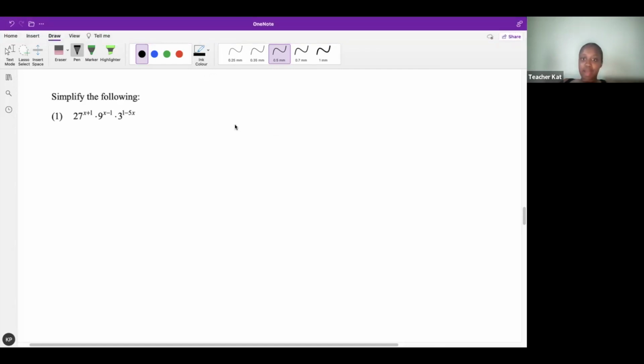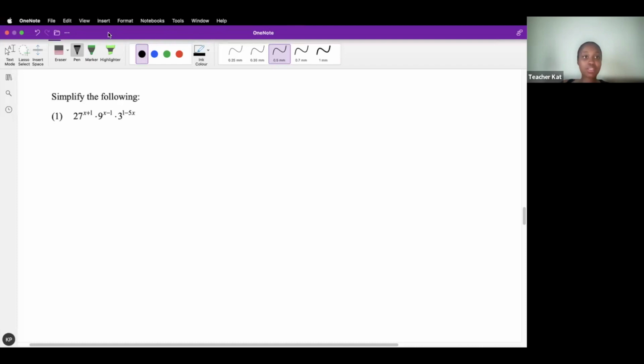What do you guys suggest we can do with the sum as it stands? Seth says multiply. Are we allowed to multiply bases if they do not have the same exponents? No. It's fine, Seth. I like suggestions. Oh, Tebogo is onto something there. Tebogo, what are we changing the bases to?